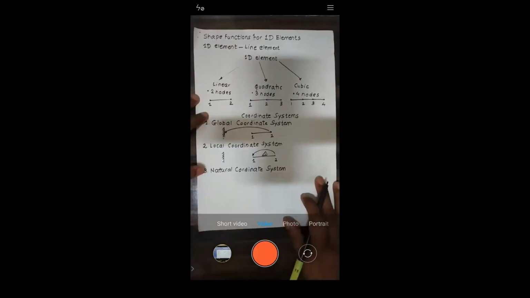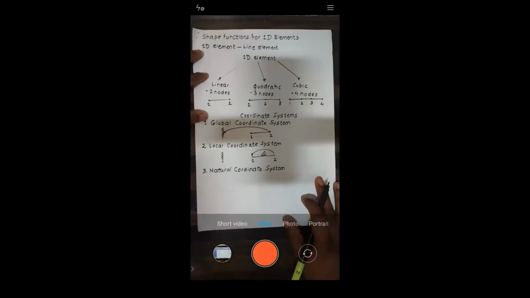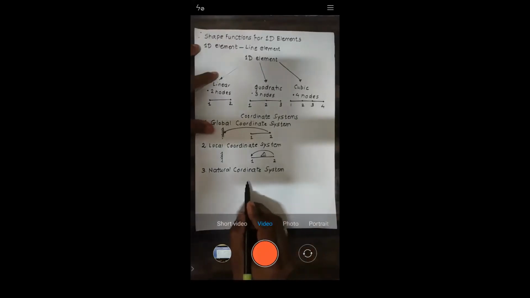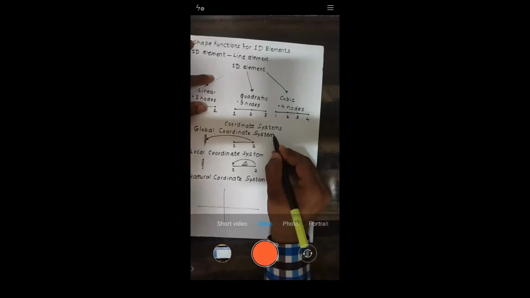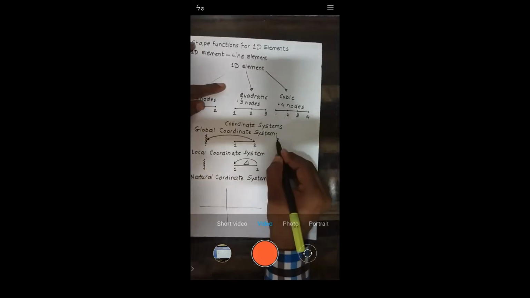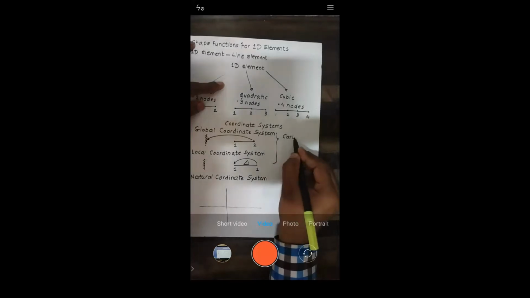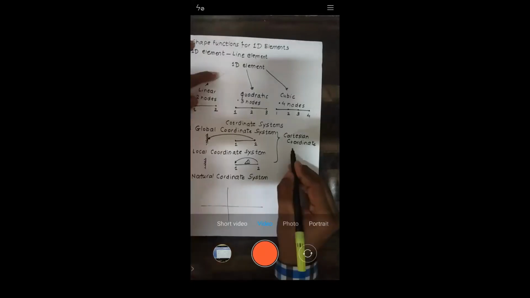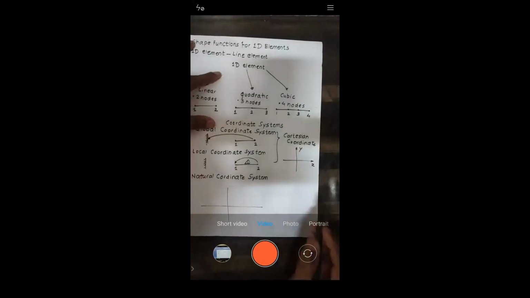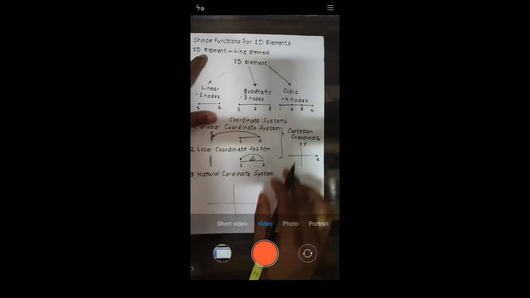Natural coordinate system. So what is the natural coordinate system? For natural coordinate system, let me draw some graph. If you see, both the coordinate systems, global and local, belong to Cartesian coordinates. Whether it is global or local, it is based on Cartesian coordinates. What is Cartesian coordinate? Here you have x, here you have y. Is it clear or not? This is the Cartesian coordinate system.